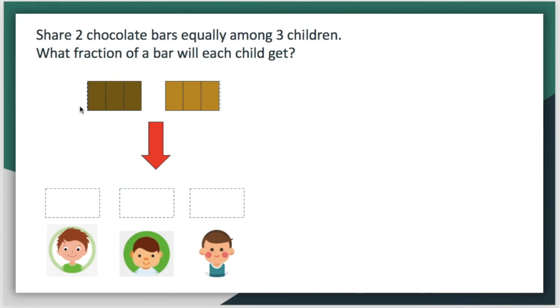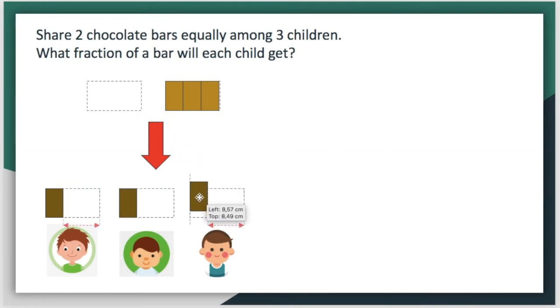First, let's draw 2 wholes representing the 2 chocolate bars. And each whole is divided into 3 parts for the 3 children. Now let's start distributing 1 part for every child. Another part goes to the second child. Third piece goes to the third child.